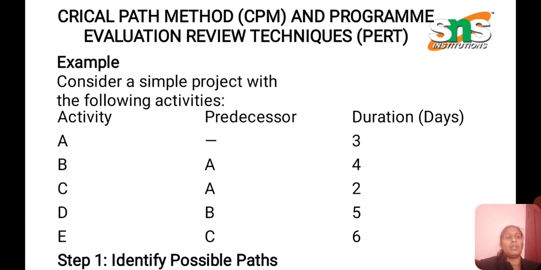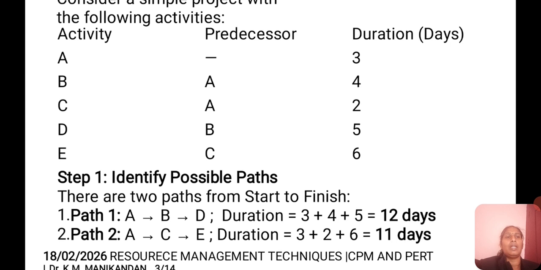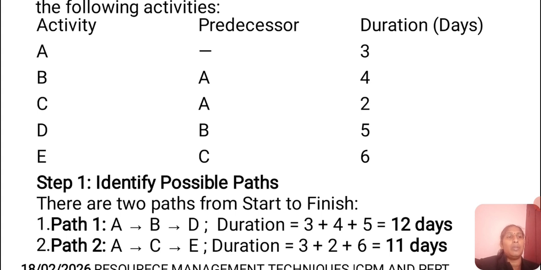And we have the possible paths that we are going to connect using the critical path. The first path is A to B, B to D. If you find the duration in days, it is 3 plus 4 plus 5, that is 12 days. The second path is A to C to E, with duration of 3 plus 2 plus 6, totally 11 days. So there are two possible paths, but for the critical path we have to take the longest duration.